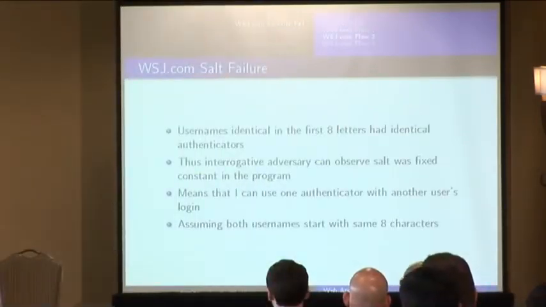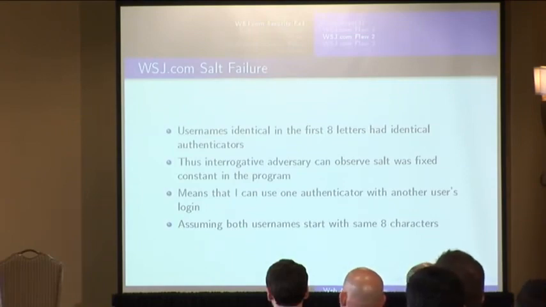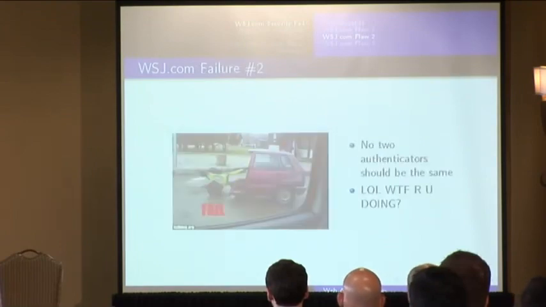Now, the second flaw is that usernames identical in the first 8 letters had identical authenticators. Thus, the interrogative adversary, someone who can just interrogate your website and has no special privileges other than that, can observe that the salt was a fixed constant in the program. All you have to do is register 2 names with 8 characters, and then you can see that the authenticator you're getting back is the same. So the salt is fixed. And that means I can use one authenticator with another user's login, assuming both of them start with the same 8 characters. So yeah, I don't even know what they were doing there. That's a little bit bizarre.